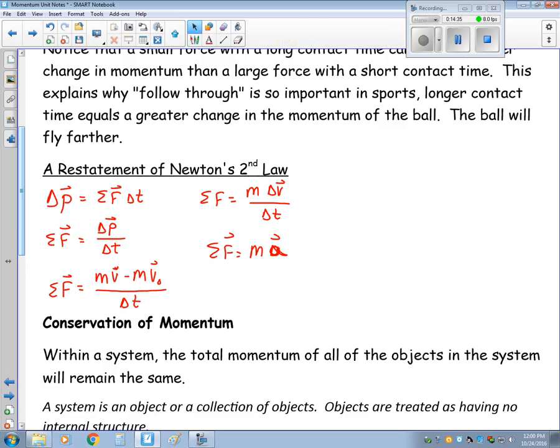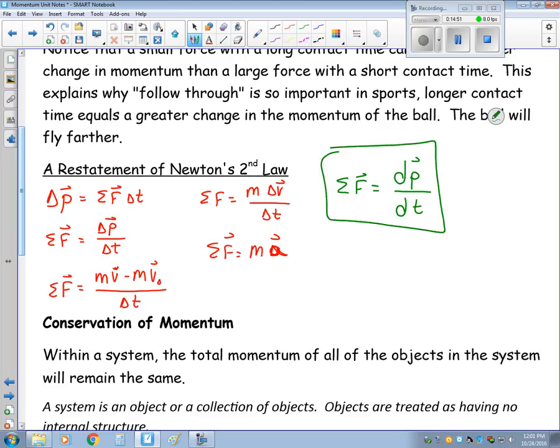Now, it's important to realize that Newton originally never said F equals ma. He never said that. What Newton did say was that a net force is equal to the derivative of momentum with respect to time. This is originally how Newton said his second law. And of course, going to algebra-based physics, the d's become deltas. So that is the original Newton's second law, change in momentum with respect to time.